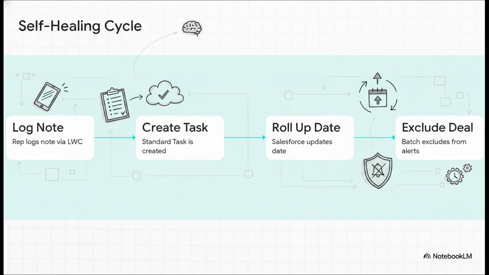No custom triggers to maintain, no messy formula fields. It just works. Instantly, the UI updates, and critically, a daily batch job silently drops that newly active deal from tomorrow's inactivity alert. Basically, good rep behavior automatically silences the system's nagging notifications. Log a note, and the system heals itself.